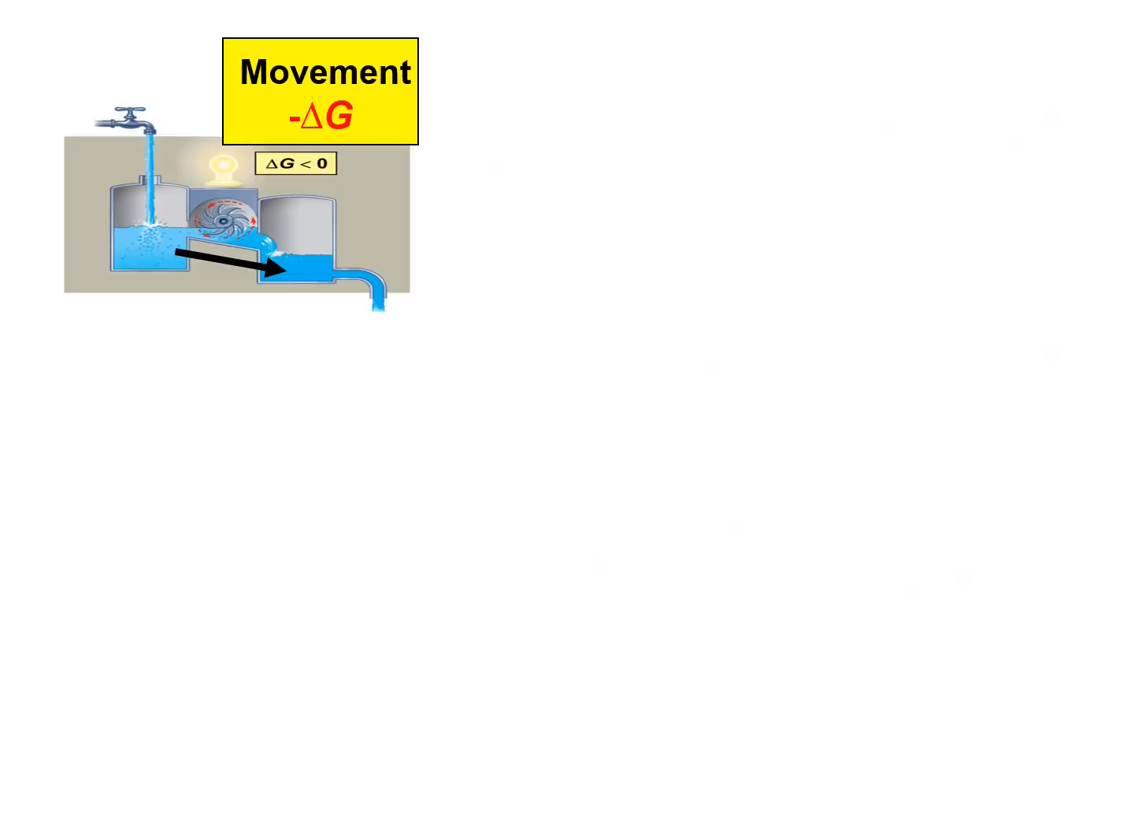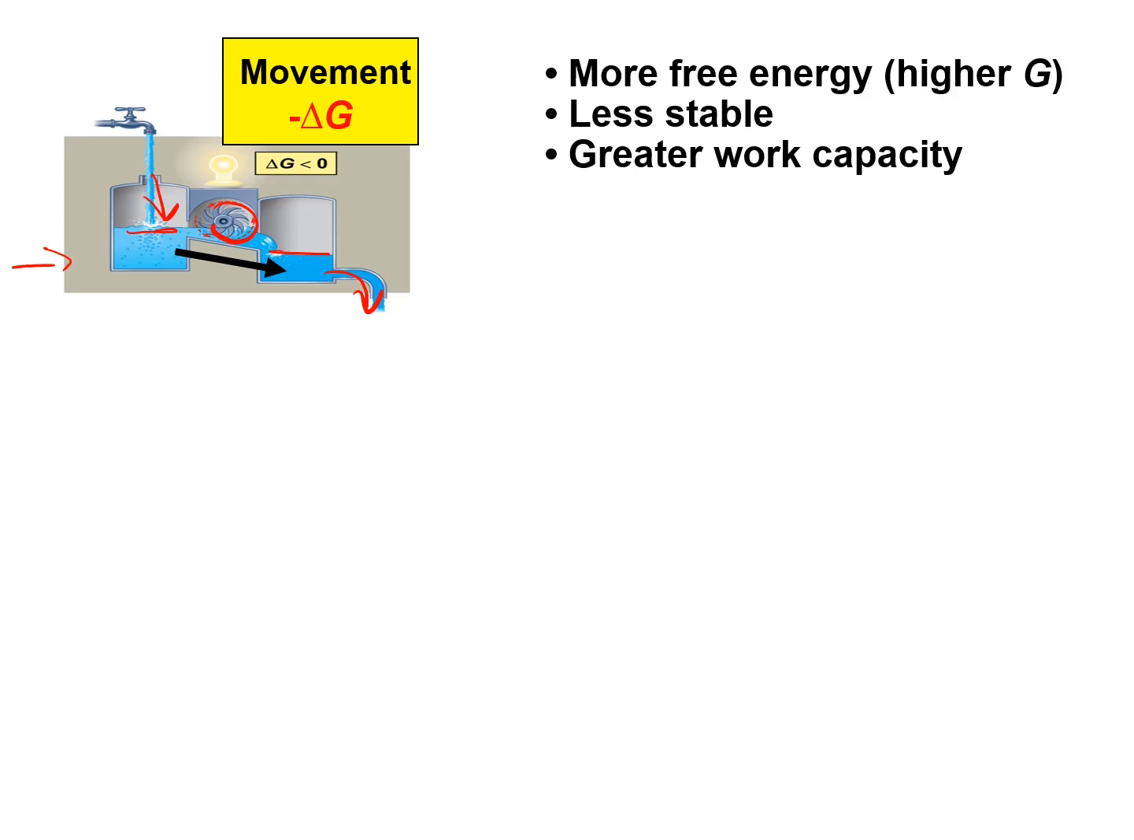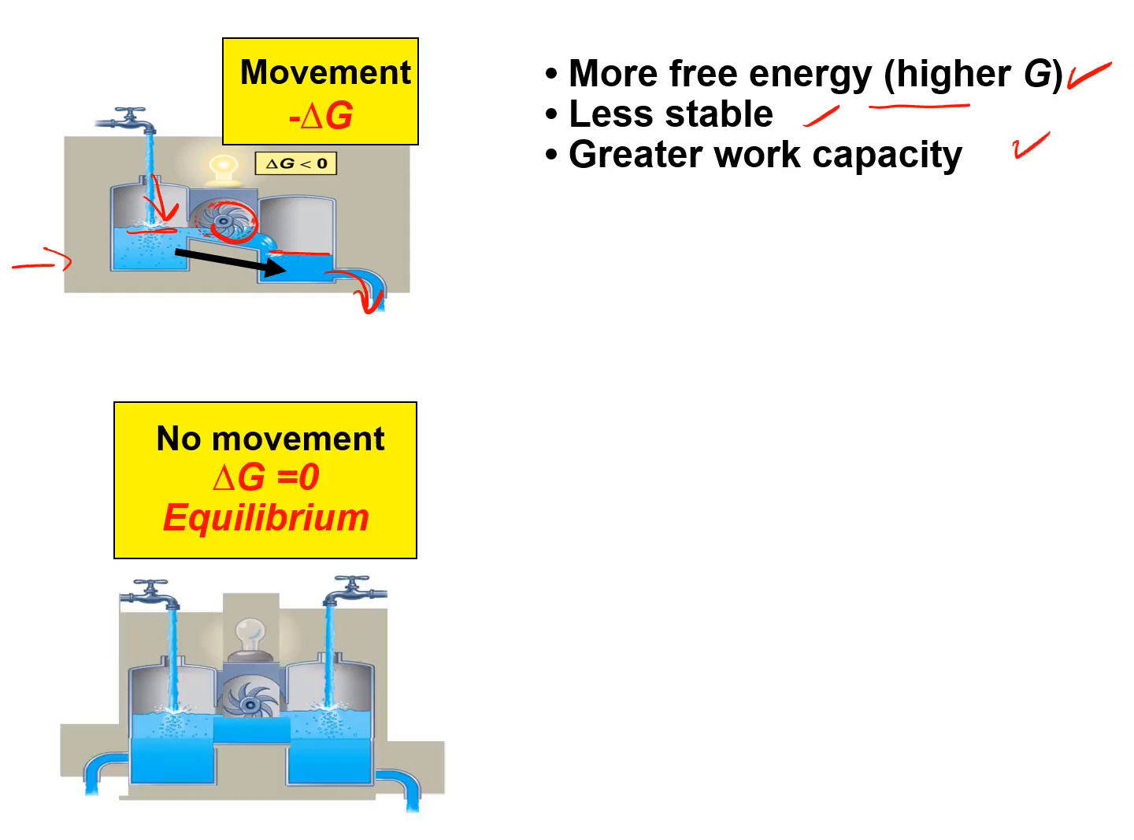Let's talk a little bit more about free energy, and let's talk about these hydroelectric systems again. I want you to think about this. If you see here, these two regions are very asymmetrical. As they are asymmetrical, there's a flow here that produces energy that allows us to collect more energy. So the more free energy you have, the higher the G, and the system will be less stable, and it will allow us to have a great work capacity. However, I want you to see this system that is the opposite.